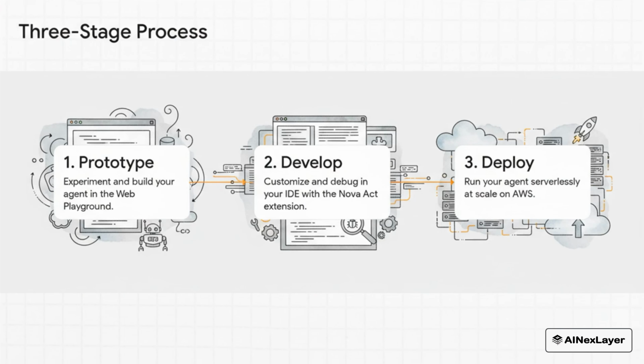The developer workflow is this really straightforward three-stage process. You start out in the web playground to just quickly prototype and experiment with your ideas. Then you can download that code, bring it into your own IDE, and use the extension to customize and debug it. And finally, when it's ready to go, you deploy your agent to run serverlessly at scale right on AWS.